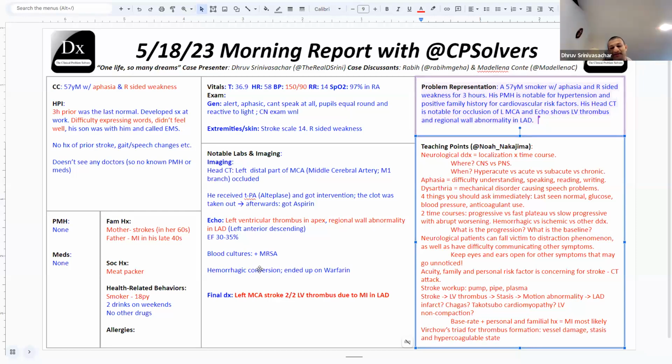Yeah, and to go back to Rabih's point, there were a couple of considerations for why he ended up on warfarin. One was the fact that he had an LV thrombus, and two, he was Mennonite / Amish, so he didn't have any insurance, so warfarin was the cheapest drug to use. Thank you, Drew. And the practical elements of that are really helpful.